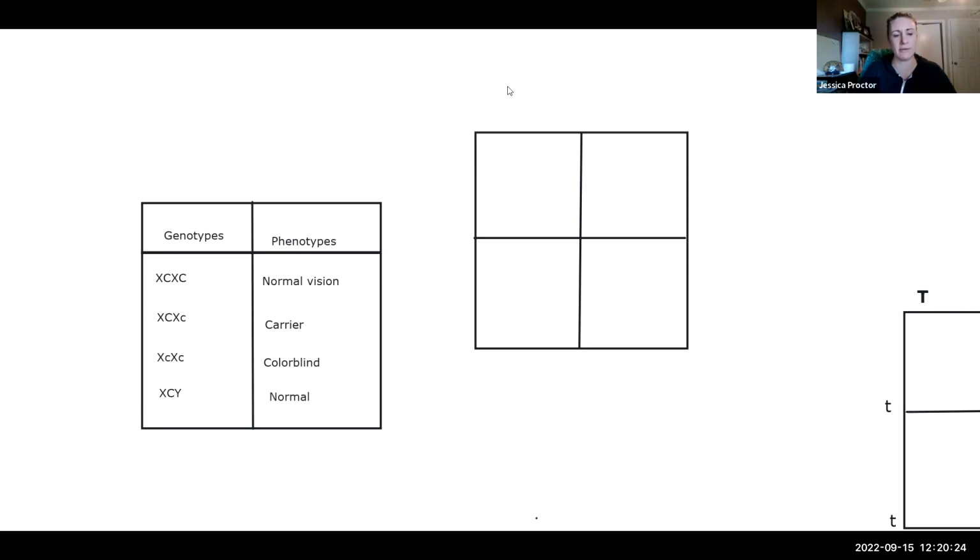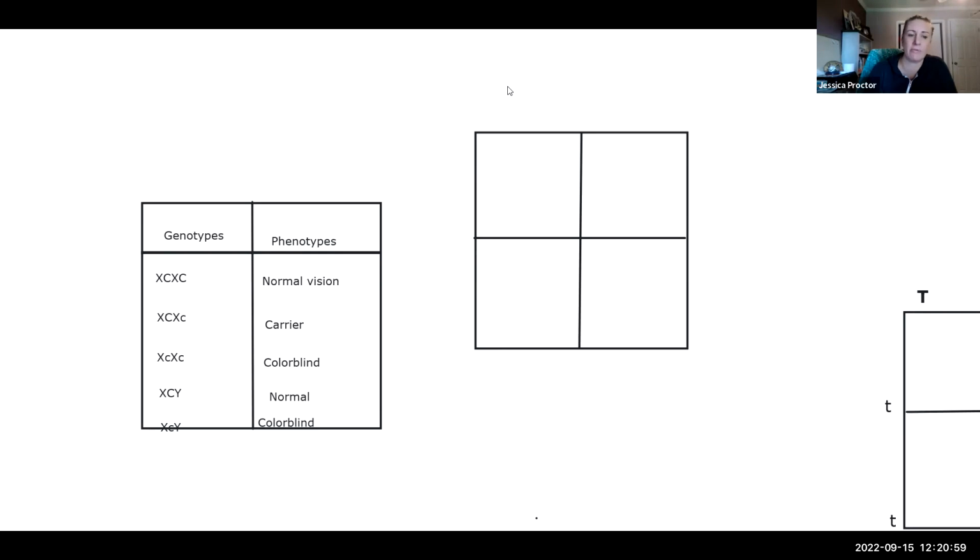And then the only other possibility for males, if that male has a little c on his X chromosome, then that means he's colorblind. Okay, so colorblindness is more common in males simply because they only have 1 X chromosome. So that means if their 1 X chromosome is affected, then they will have that condition. They will have colorblindness. Okay, so for this scenario, we have 5 possible genotypes and another 5 possible phenotypes.